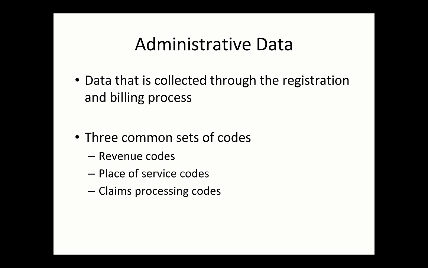Healthcare data that is used for analytics is often understood to be administrative data. Administrative data is data that is collected through the registration and billing process using coded data. There are 3 common sets of codes: revenue codes, place of service codes, and claims processing codes. I will go through all 3 of these in some depth.